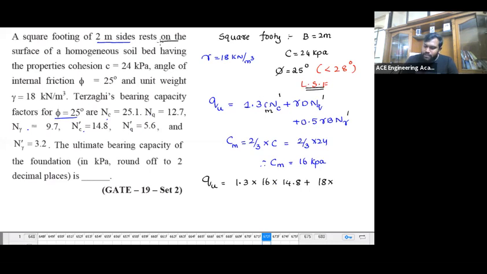The footing rests on the surface, right? Sorry for that. It rests on the surface. So as it rests on the surface, I can simply take D as 0. So D is equal to 0, plus 0.5 into 18 into 2 into 3.2. So find out the ultimate bearing capacity.